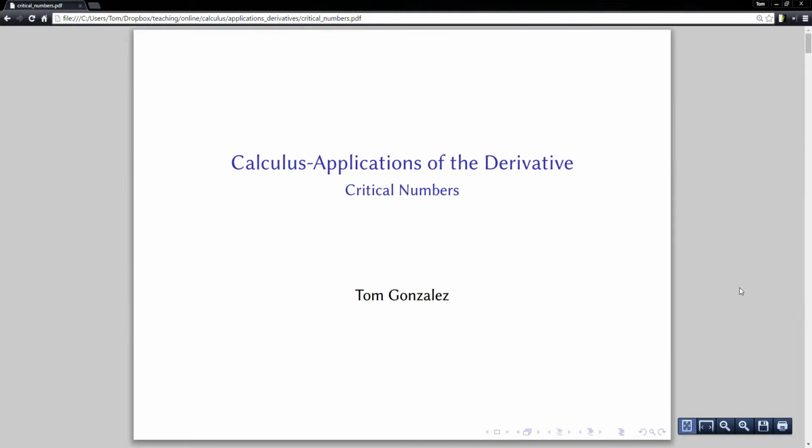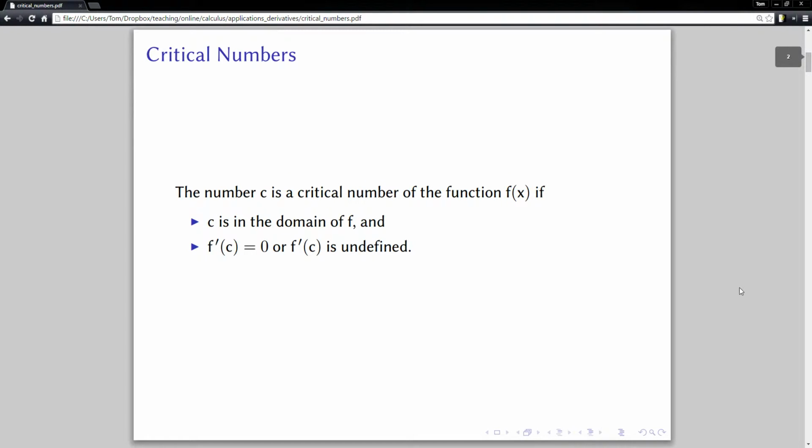In this video, we're going to talk about finding critical numbers. So first off, I need to tell you what critical numbers are. A critical number c of the function f of x is a number such that, one, c is in the domain of f, and two, the derivative at c is 0 or the derivative at c is undefined. So a critical number is a number in the domain of f at which the derivative of f is 0 or the derivative is undefined. That's it. It's a pretty straightforward and simple definition.